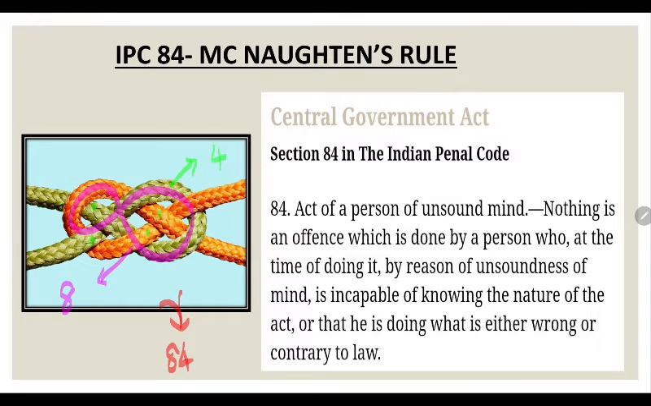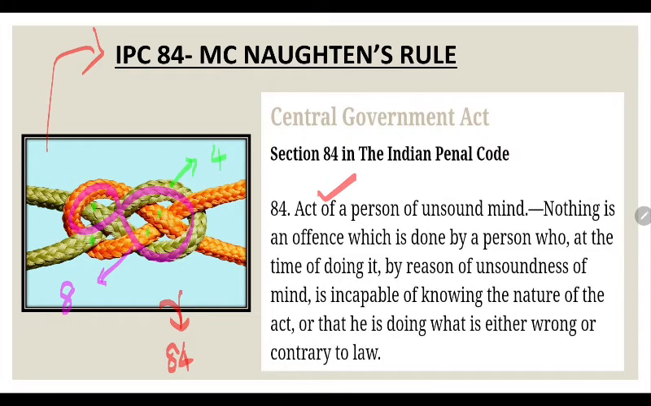Next is 84, that is McNaughton's rule. We are more familiar with this. Knot, McNaught. So we remember knot, right? A knot is twisted like this and it gives a configuration of 8, and there are 4 ropes going here and there. So let us remember 4. If 84 is difficult to remember, McNaughton's rule is IPC 84, and it is all about the act of a person of unsound mind.